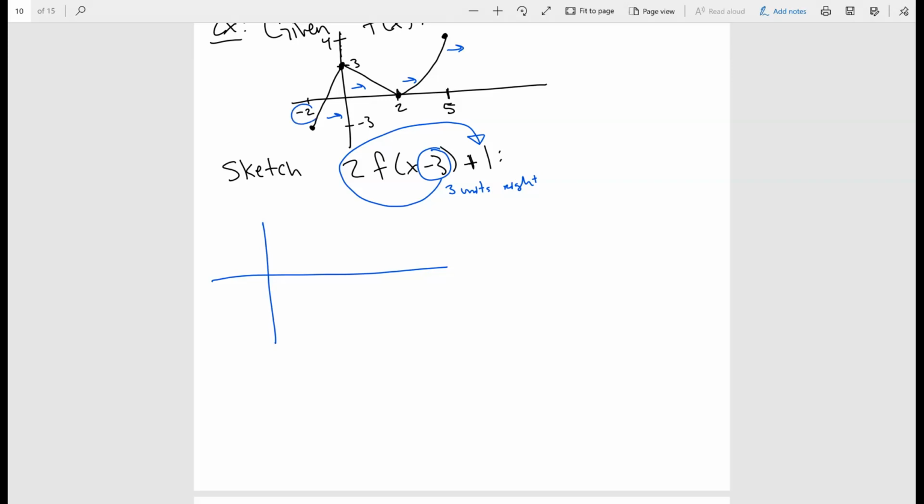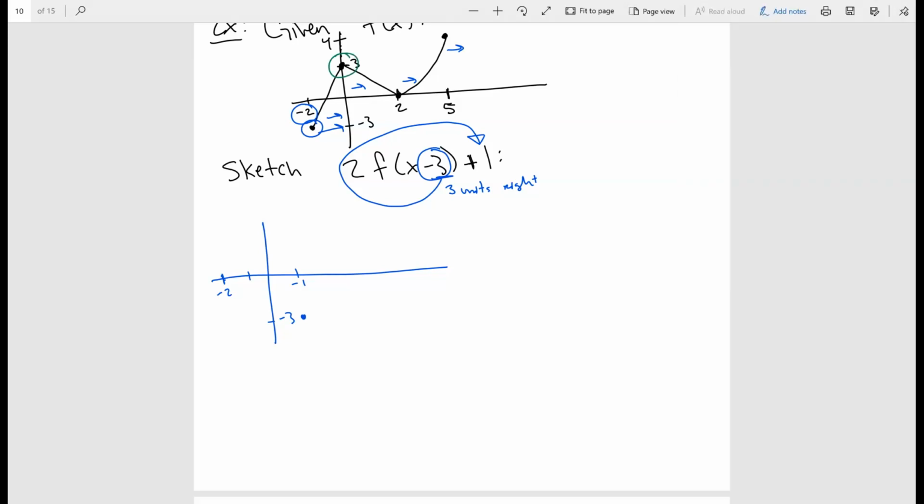So right now, this x value is at -2. I'm going to move it 3 units to the right. So it's at -2, I'm going to move it 1, 2, 3. So now it's at 1. Okay, so it's going to be right there because initially it was right here, moving it 3 units, and it's going to be there. Okay, now let's work with the next one.